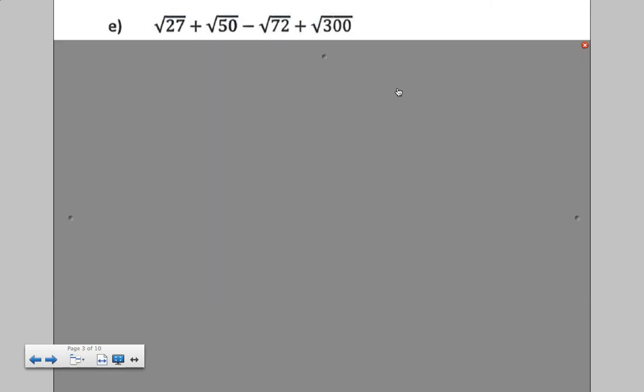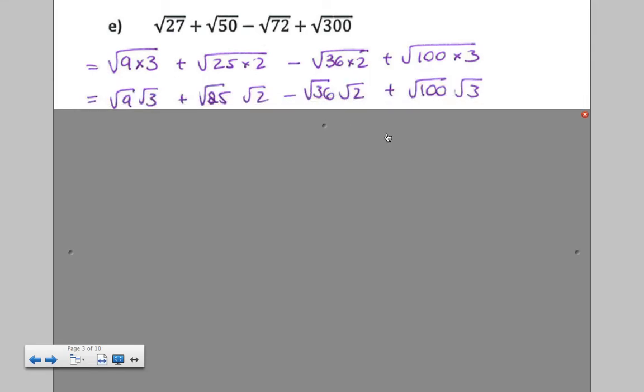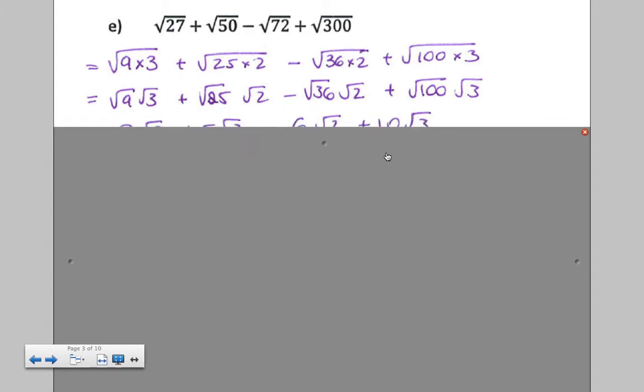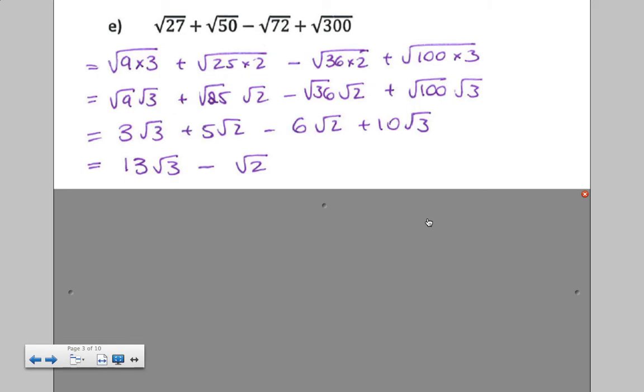All right, same thing here. Each of these surds can be simplified because we've got multiples of square numbers. I can then split those products. I can then rewrite root 9 as 3, root 25 as 5, etc. And then I can collect like terms. So 3 root 3 plus 10 root 3 is 13 root 3, and 5 root 2 minus 6 root 2 is minus 1 root 2, but we don't need the 1.